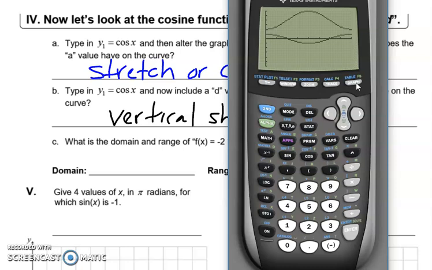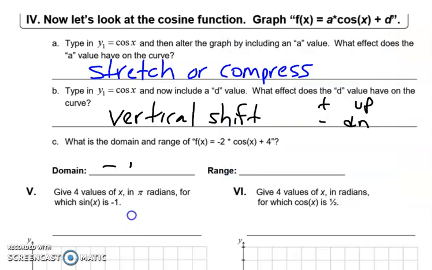So now our domain, we're starting at 2, 3, 4, 5, 6. Okay, so the domain is still -infinity to infinity, while our range is from 2 to 6.